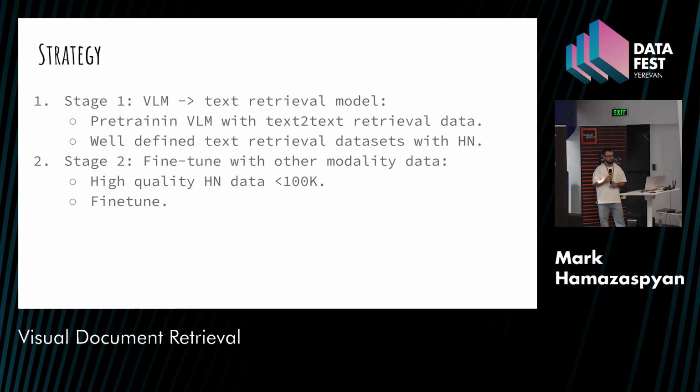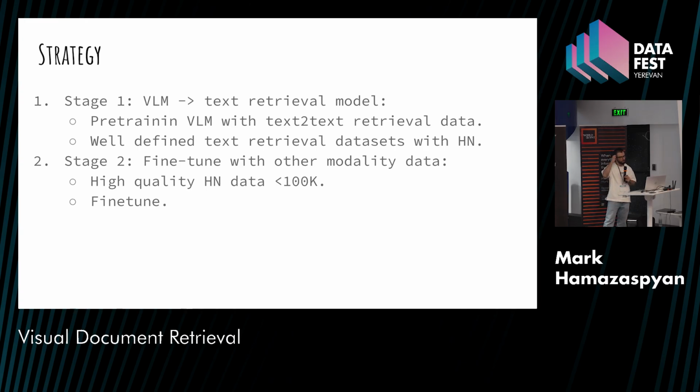And we thought, what if we go with this strategy? Text retrieval is the most well-known research direction, already done millions of times. What if we take our VLM and pre-train it with text-to-text retrieval data? So from the VLM, we get a retrieval model, and there are a lot of well-defined retrieval datasets with hard negatives on Hugging Face. So we can take all those datasets with minimal processing and just train this text retrieval model.